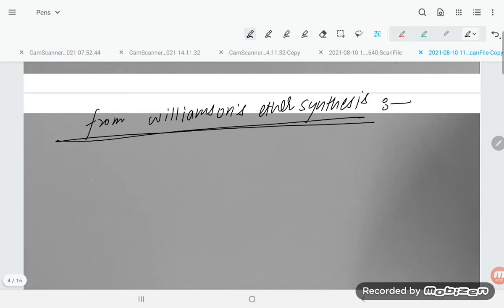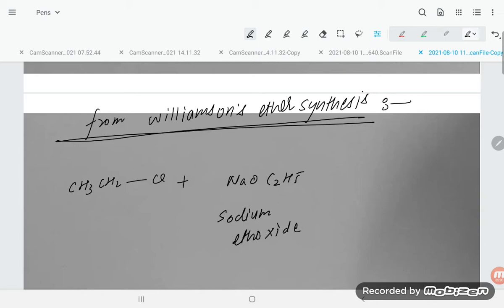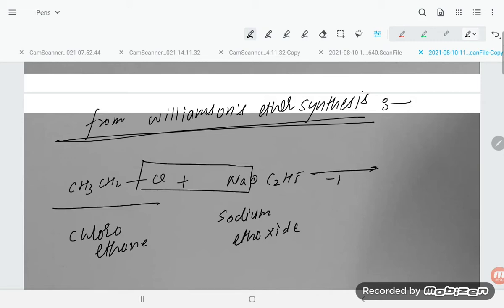So in Williamson ether synthesis, what is there, student? You are taking CH3CH2Cl, and you are taking sodium methoxide. Okay, so Na, what we are taking, student, is sodium ethoxide, NaOC2H5. This is what is known as sodium ethoxide, and this is chloroethane.